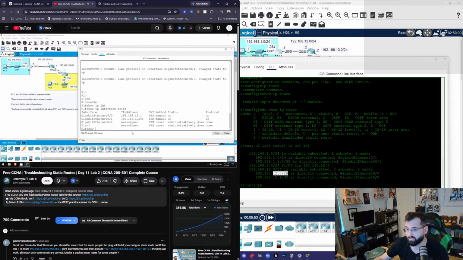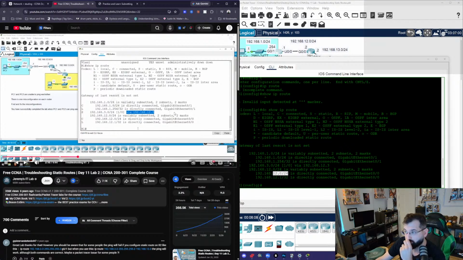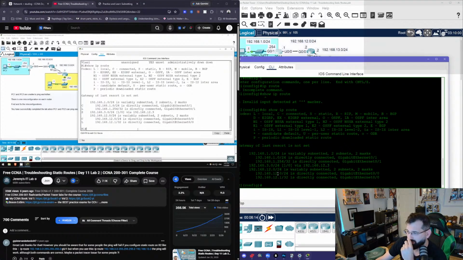Let's check the routing table. Show ip route. Here's the static route for the 192.168.3.0/24 network. But can you see the misconfiguration? It says via 192.168.12.3. Oh shit! But actually, the next hop address should be 192.168.12.2. It's right here. So why did I think that was it? Because I thought this was the network, but I guess it's directly connected, so that would be fine.